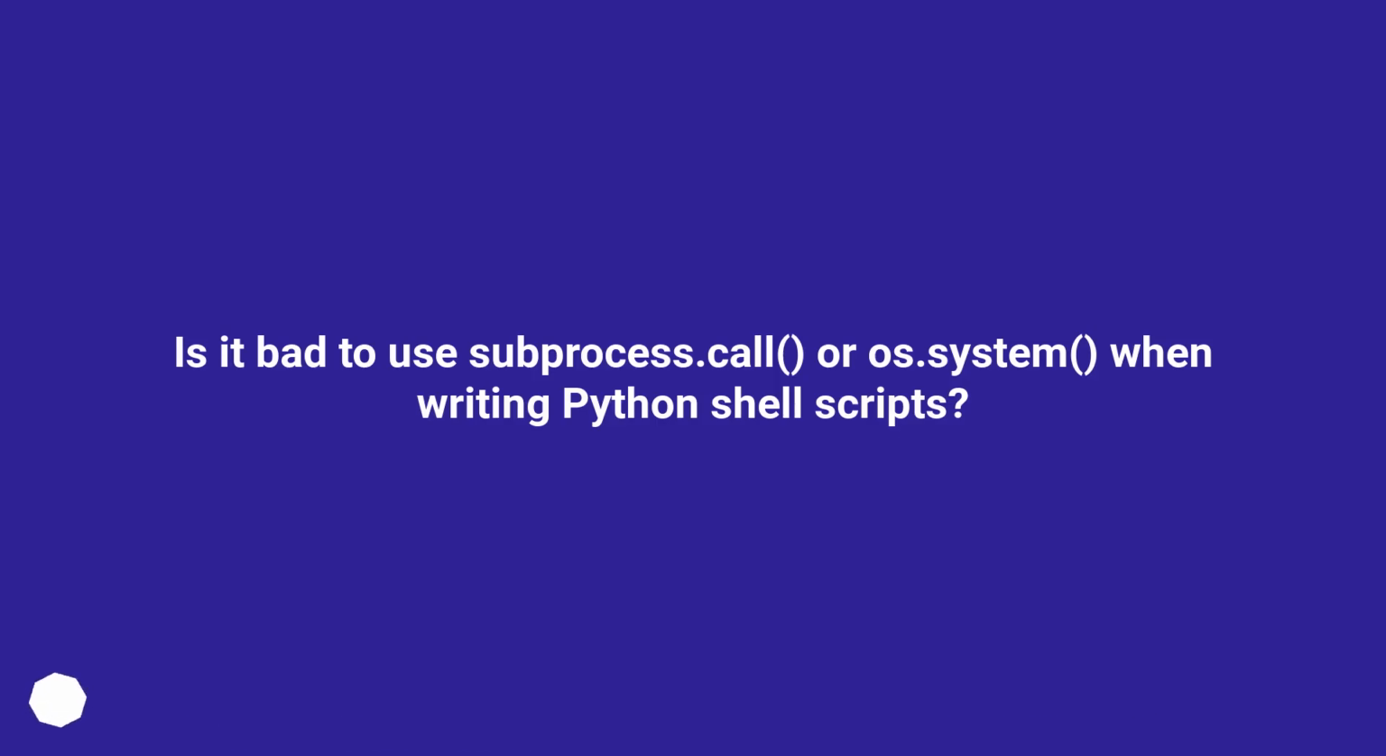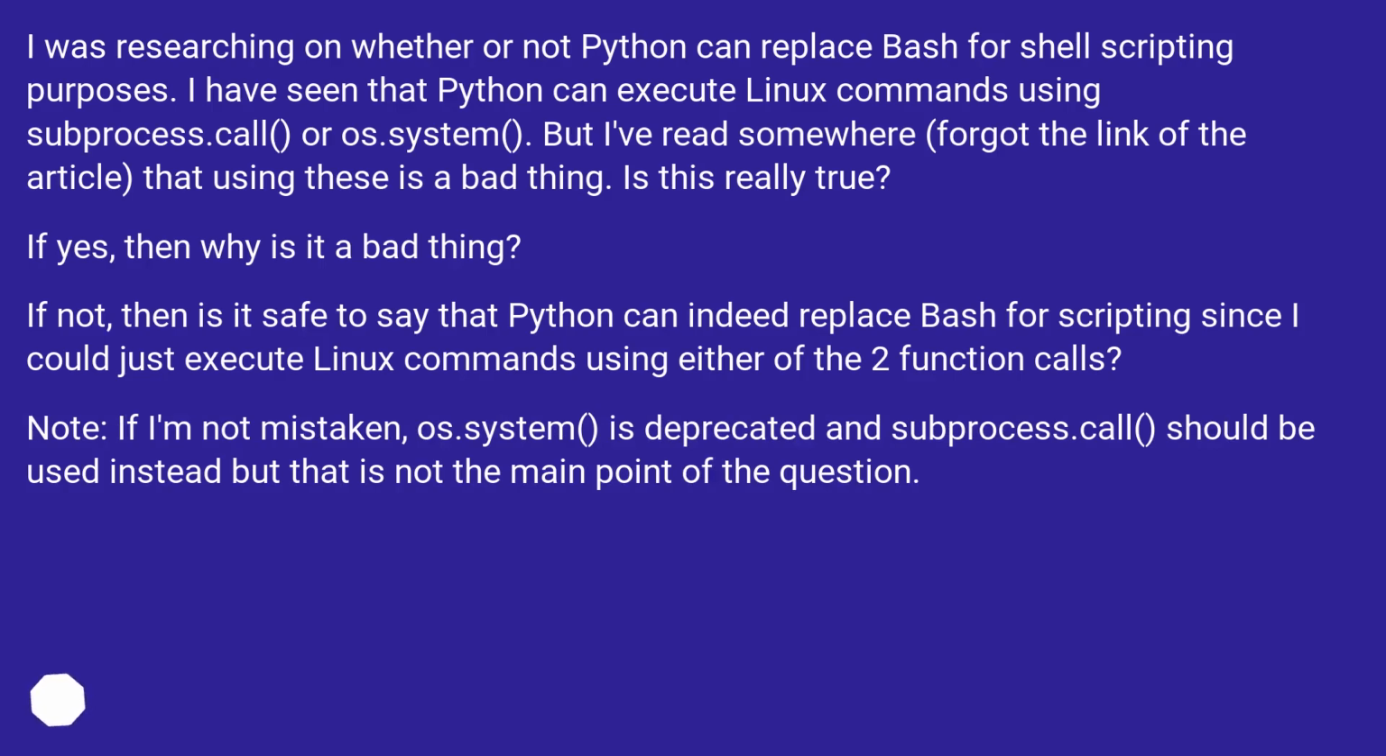Is it bad to use subprocess.call or os.system when writing Python shell scripts? I was researching whether or not Python can replace Bash for shell scripting purposes. I have seen that Python can execute Linux commands using subprocess.call or os.system. But I've read somewhere, forgot the link of the article, that using these is a bad thing. Is this really true? If yes, then why is it a bad thing?